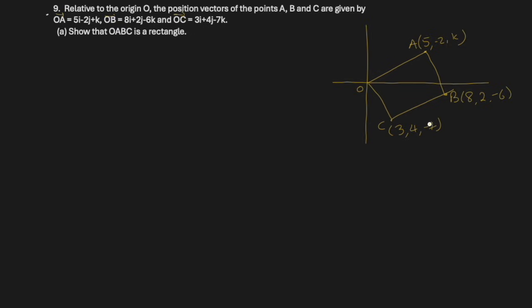How can I prove this is a rectangle? First of all, we can show that this angle is 90 degrees. The OC and OA are making a 90 degree angle, so that will prove that one corner is a right angle. Secondly, I can show that OC's magnitude is equal to the magnitude of AB. If two sides of a quadrilateral are equal and parallel, that means it's a parallelogram. This being equal will prove that it is a parallelogram, and this 90 degrees will prove that it is a rectangle, right? So these two things we have to prove.